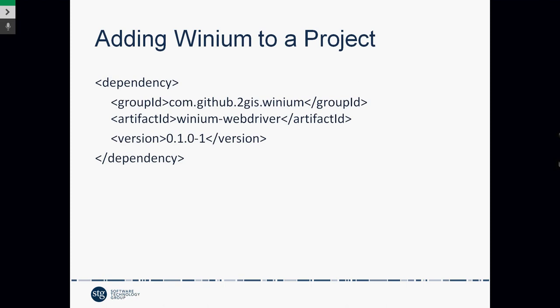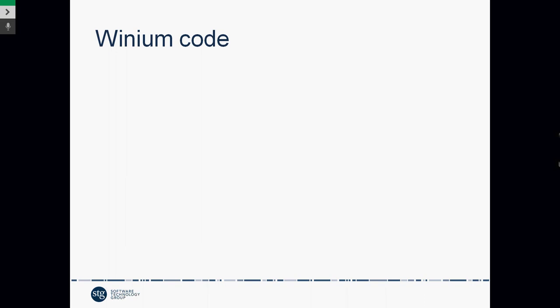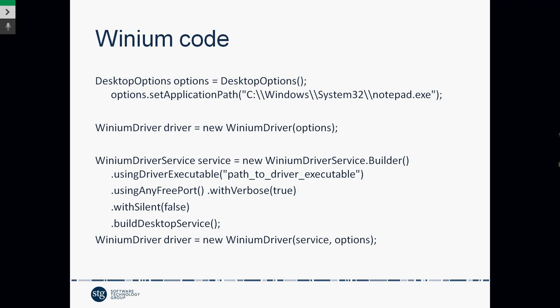To add it, see the pattern here? It's the same pattern. You're just adding another library. Winium code, two different sets of code. If you want to pass more parameters into it, you can pass more parameters into it. But otherwise, it's just whatever applications you want to automate. WiniumDriver.driver and the new will launch your application.